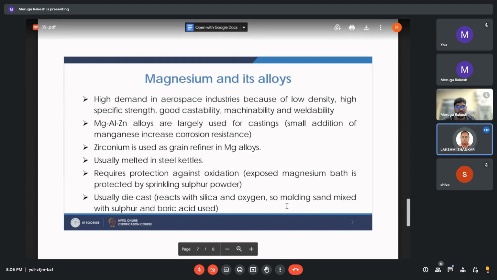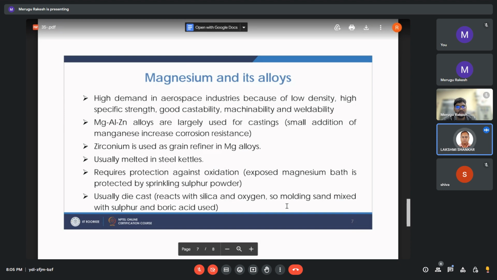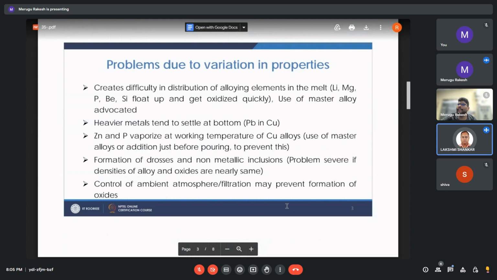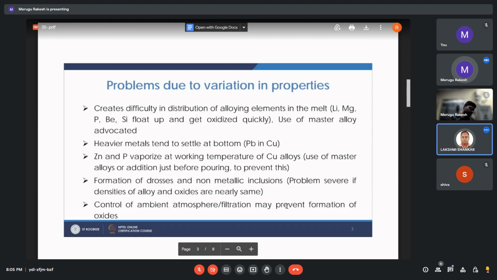Do we have some videos of casting of these different materials like magnesium, aluminium, copper, cast iron, and steel? I think it will be available. You can just have a look. I think they are available. So aluminum, I am sure they are available. You have to look for magnesium and copper.